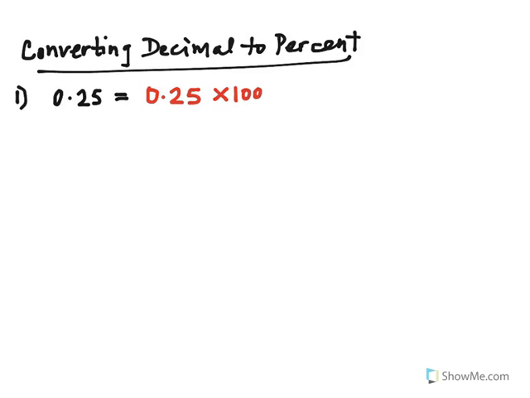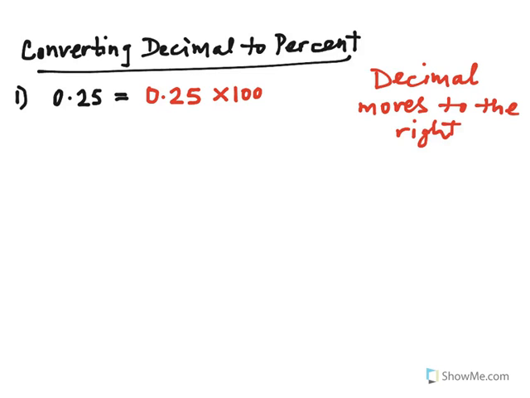Whenever we multiply a decimal by 100, the decimal in the number moves to the right as many places as there are zeros. How many zeros are there here? 2. So that means this decimal is going to move 2 places to the right, which means I'm going to say it's 25%.